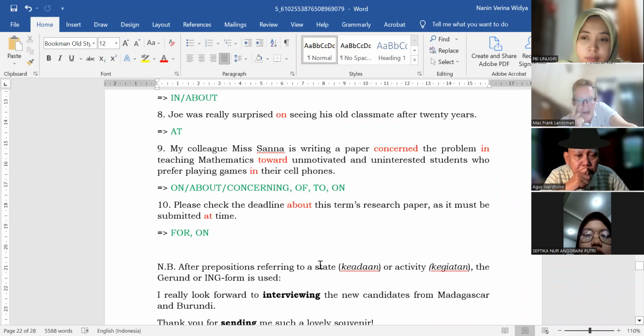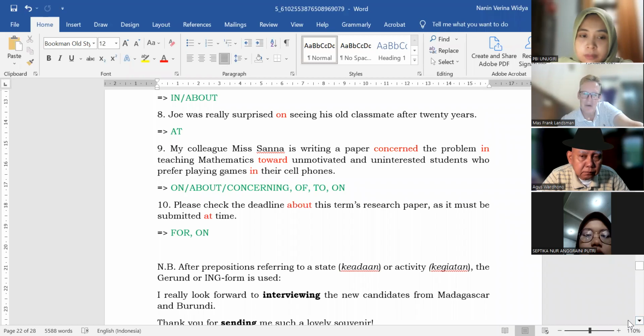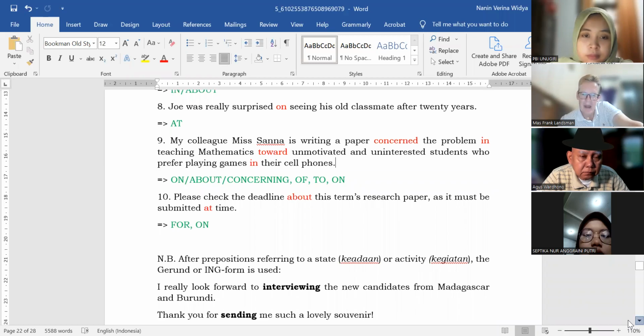Okay, so these are very common prepositions. Always check the prepositions in your paper. Maybe Google them. There's a new site, I'm sure Agus knows, called Quillbot. Quillbot. They rephrase sentences. Usually they pick up prepositions as well. So you can always check this on the internet.